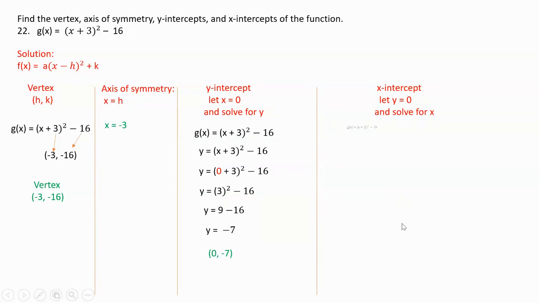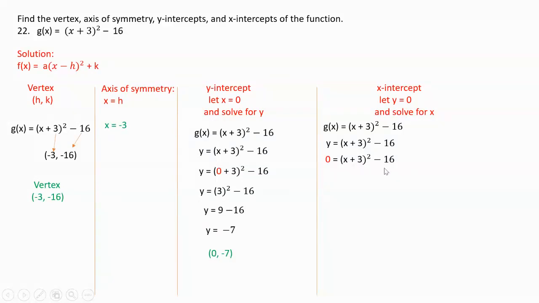Now for the x-intercept, this one, guys, if you want, you can distribute it and then try to factor. But if it's already in this form, I believe it's easier to go ahead and solve it the way it is right here. Let me show you how it's done. So we're going to let y equal 0. So we get 0 equals (x + 3) squared minus 16.